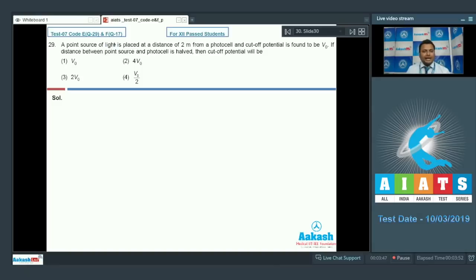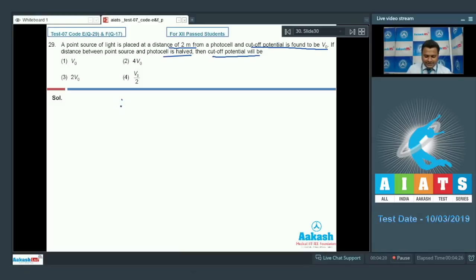Here is question number 29. A point source of light is placed at a distance of 2 meters from a photocell and cutoff potential is found to be V0. If the distance between point source and photocell is halved, then cutoff potential will be what? We know very well that the cutoff potential depends only upon the frequency of incident light. And this frequency is independent of distance. So that's why we can say that the cutoff potential will not depend upon the distance.